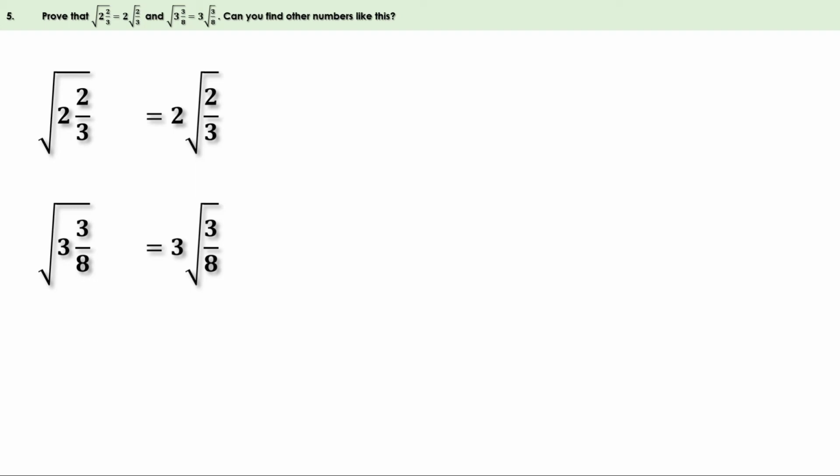We have to find other numbers like this. Look at the number part. This and the numerator are equal: 2 and 2, 3 and 3. How is this number related to the denominator? When the number is 2, the denominator is 3. When it is 3, the denominator is 8. Have you got the relation between them?